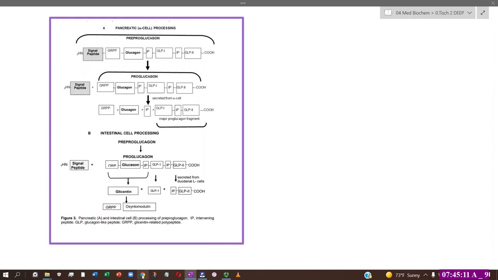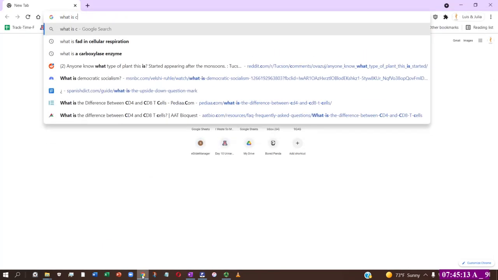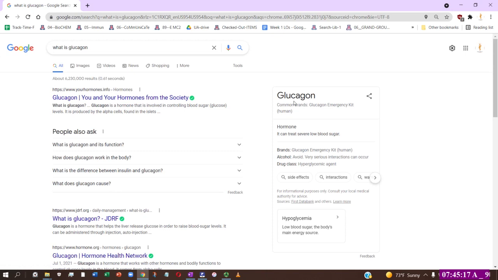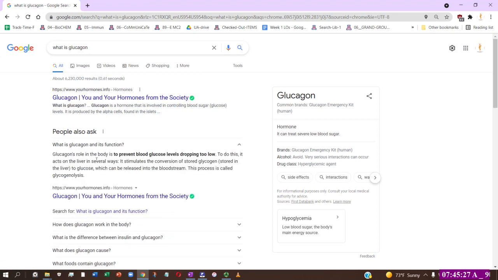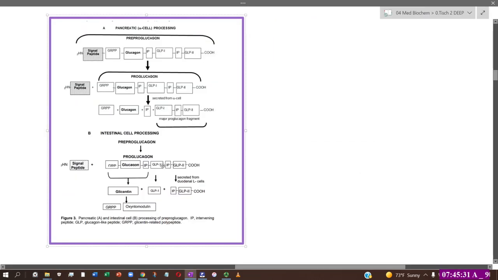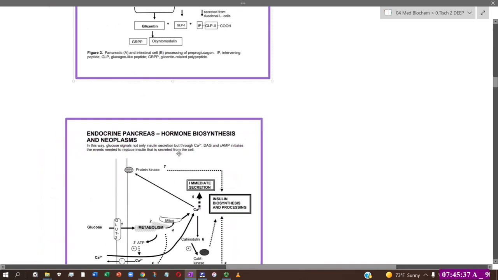Let's look up real quick, what is glucagon? Glucagon, it's a hormone which can treat severe low blood sugar. Okay. So basic knowledge is simply that it is a hormone. We'll leave it at that for now.